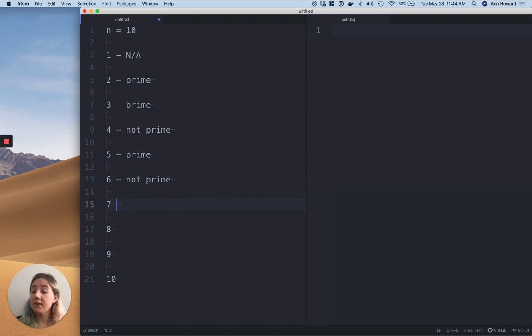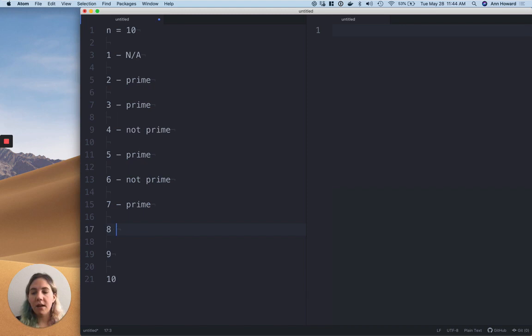No. Is 7 divisible by 6? No. So this is a prime number. Alright, I've got kind of a flow going. I kind of know what's going on here. It looks like my steps are starting to shake out. I'm doing the same thing over and over again.